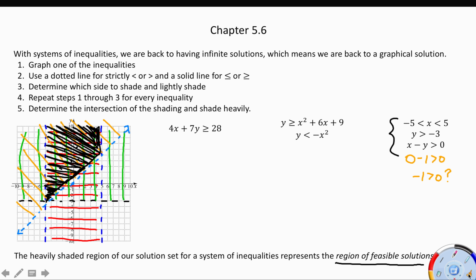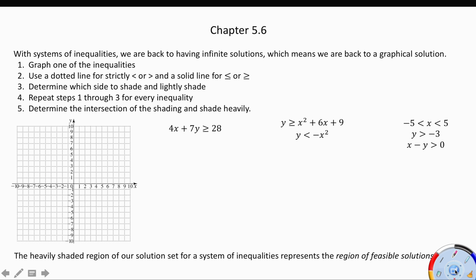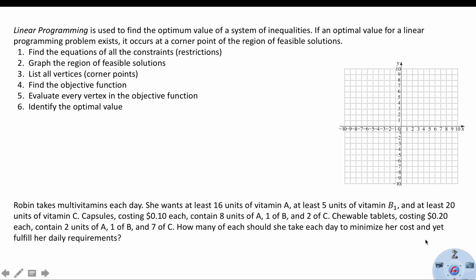So those things we can find out with something called linear programming. Linear programming is used to find the optimum value of a system of inequalities. If an optimal value for a linear programming problem exists, it turns out it occurs at one of the corner points of the region of feasible solutions.